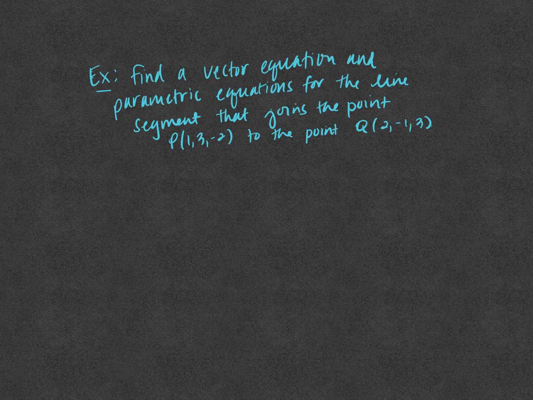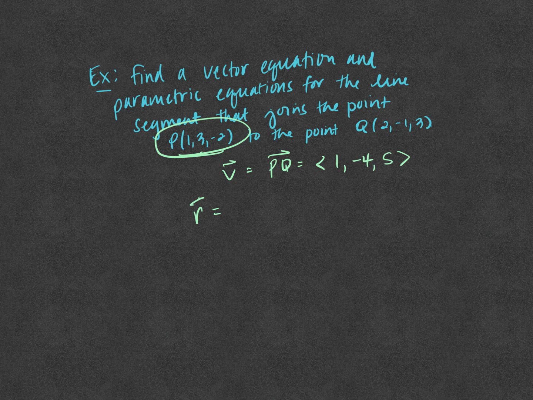This problem says to find a vector equation and the parametric equations for the line segment that joins the point P, 1, 3, negative 2, to the point Q, 2, negative 1, 3. Remember that to find the equation of the line, you need a point, so we have one here. And you need a vector, so let's find the vector between the points P and Q. And so we have 2 minus 1 is 1, negative 1 minus 3 is negative 4, and 3 plus 2 is 5.